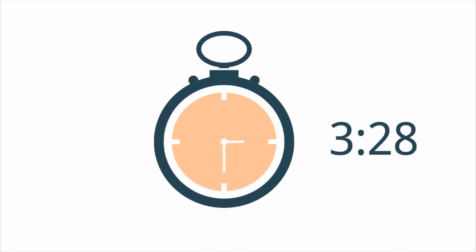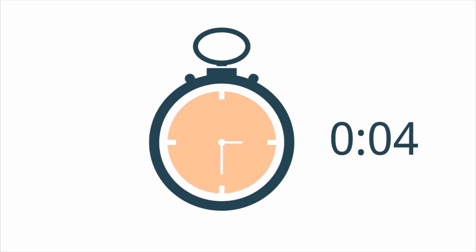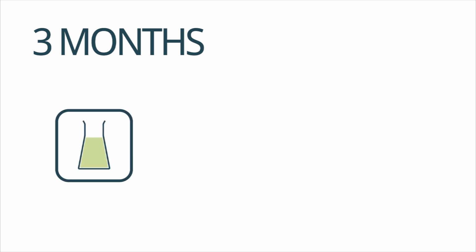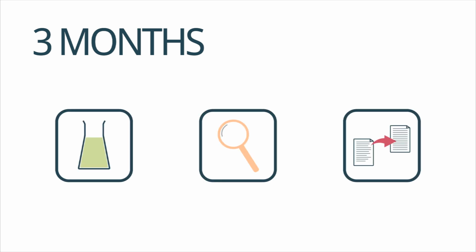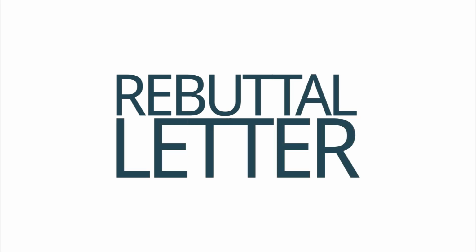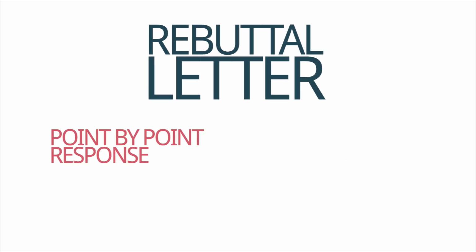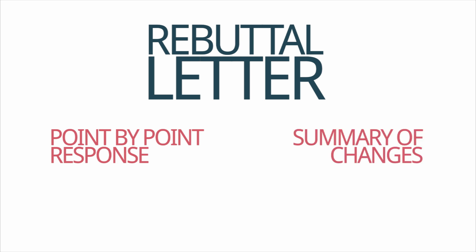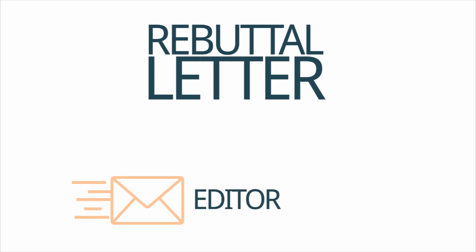So then that's usually a very frantic 3-month period where you will do some new experiments, do some new analysis, perhaps rewrite some things. And once you're satisfied with that, then you write what's called a rebuttal letter, in which you have a point-by-point response to each one of the reviewers' comments, and then again a summary of what you've changed about the manuscript, which you send back to the editor.